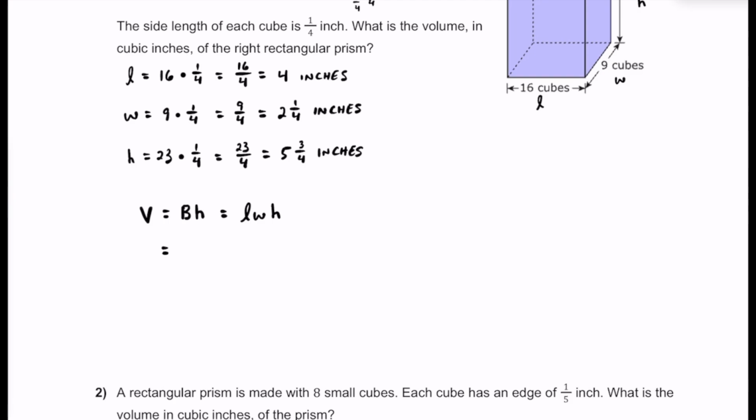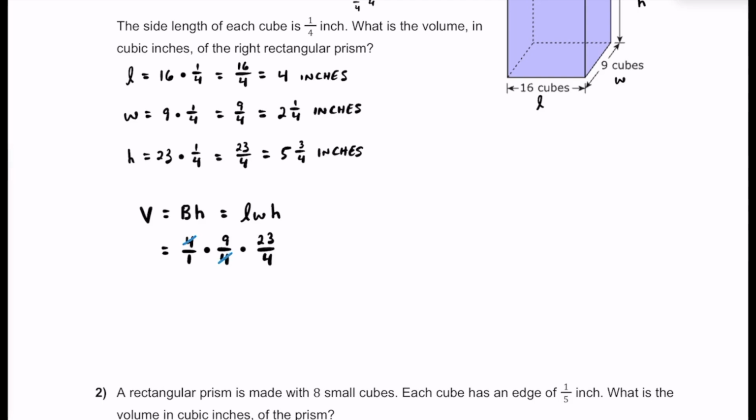So let's go ahead and substitute in the length. I'm going to go ahead and use the improper fraction version. So the length is 4 or 4/1. That's this right over here. The width is 9 over 4. That's the same thing as 2 1/4. So I'm just going to write it as 9/4 right away. And then the height here is just going to be 23/4. So I'm going to write it as 23/4 right away.